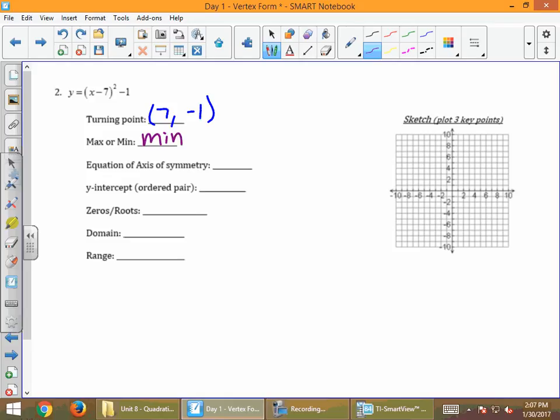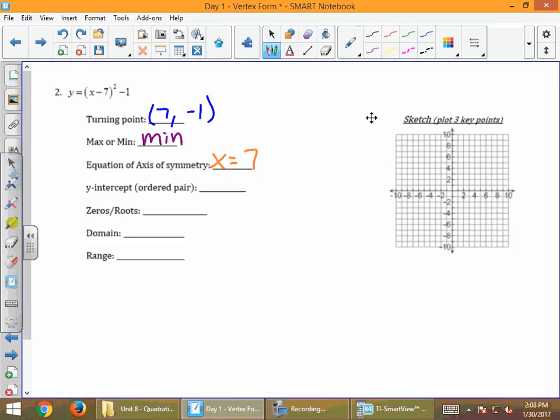Again, if you're not sure, graph it in your calculator. It'll tell you which way it's opening, up or down. What's the equation for our axis of symmetry? Well, what's the number that deals with our axis of symmetry? Yeah, 7. It's just whatever the x value of your vertex is. So how do we have to write it? x equals 7. You just look at your vertex, take whatever the x value is, and x equals that number. So x equals 7.